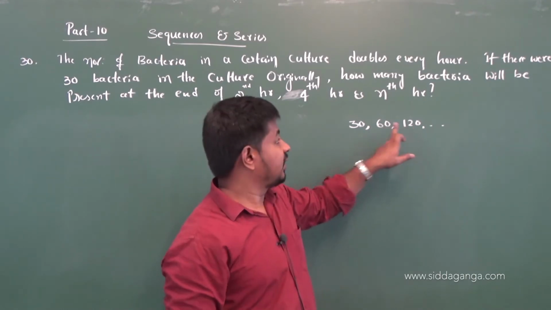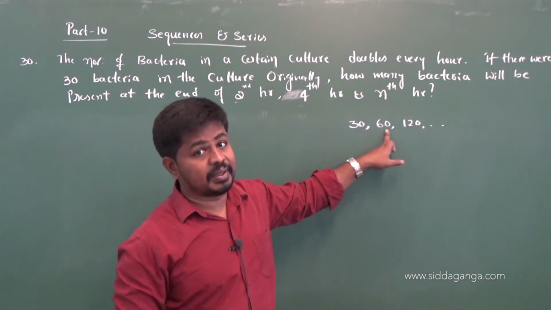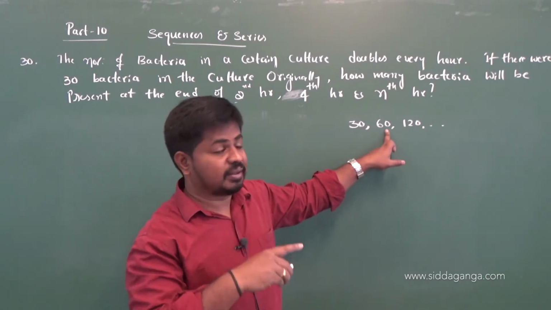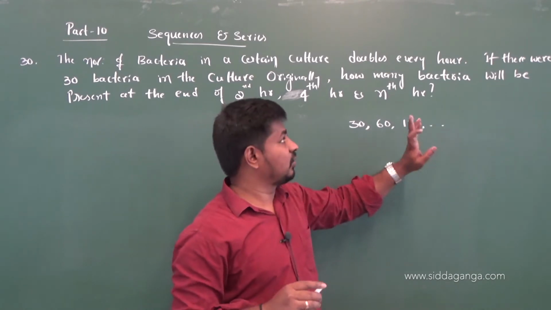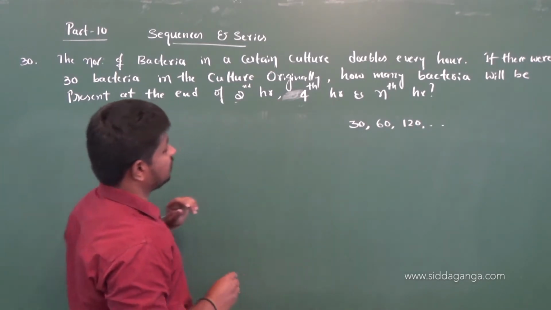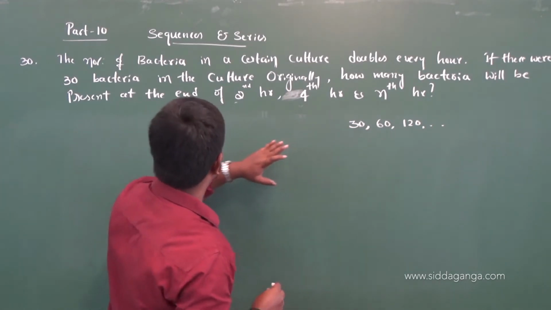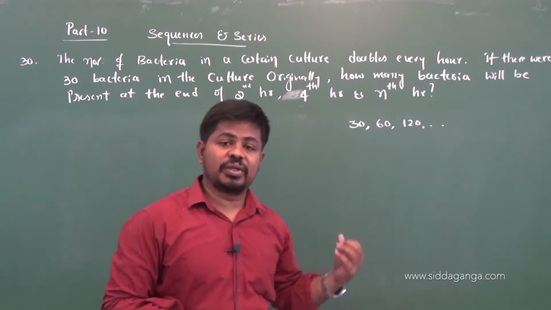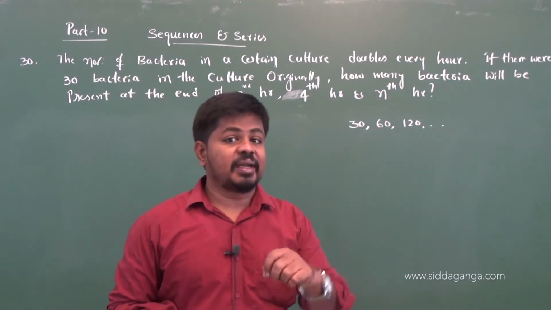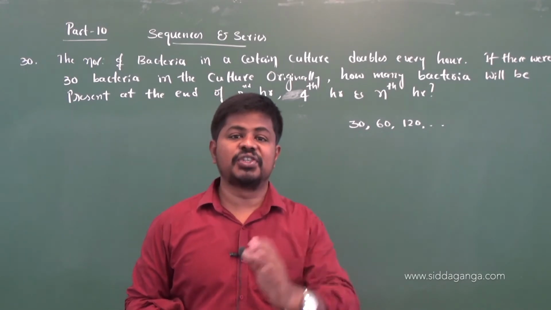You observe here, at the end of first hour, you get the second term, right? At the end of second hour, you get the third term, and so on. So here we have to find the solution using a geometric progression. You can observe here, the number of bacteria doubles every hour. You mean the sequence of numbers becomes a GP, right?